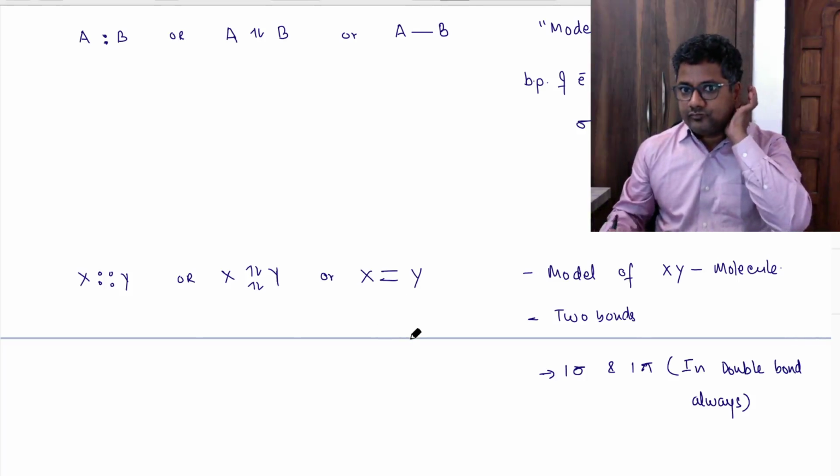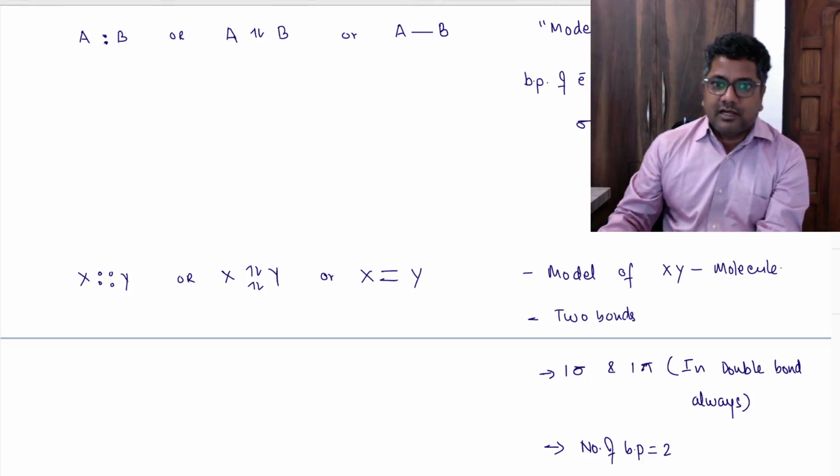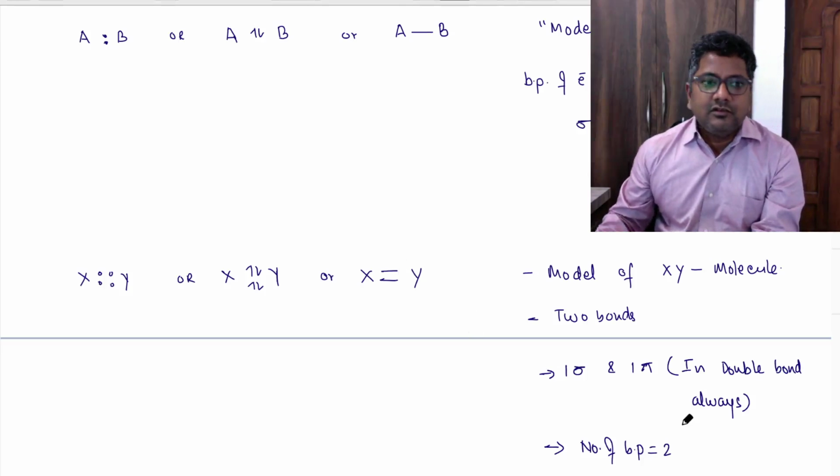Okay. How many bond pairs are there? Number of bond pairs is equal to 2. Okay.